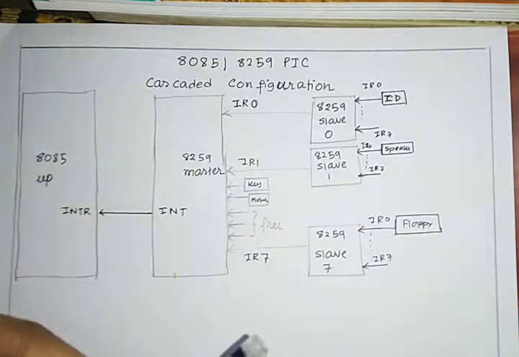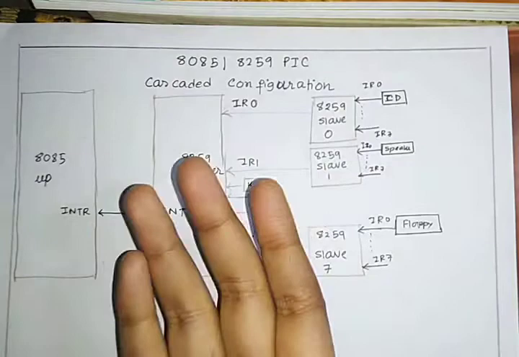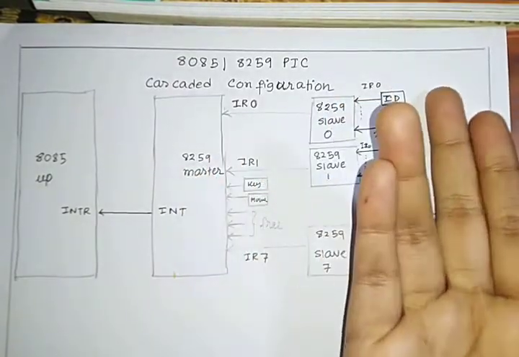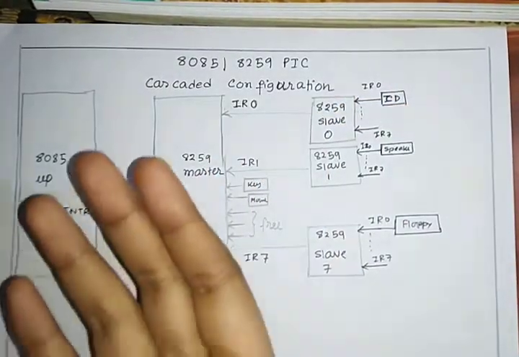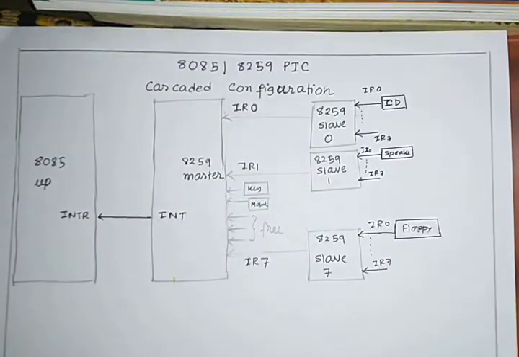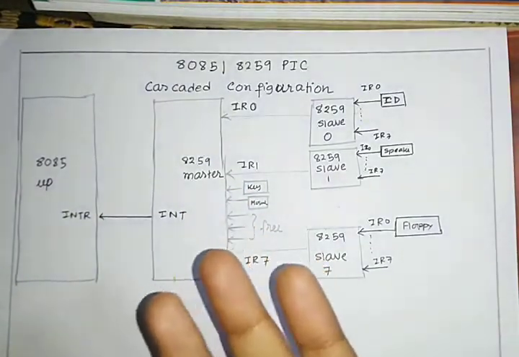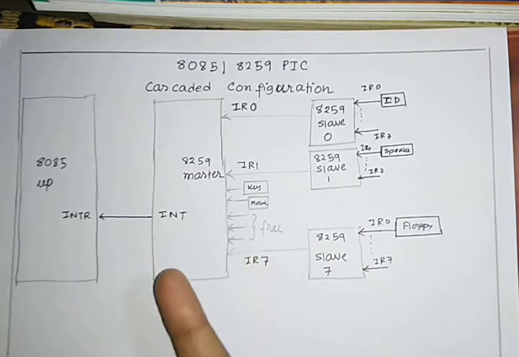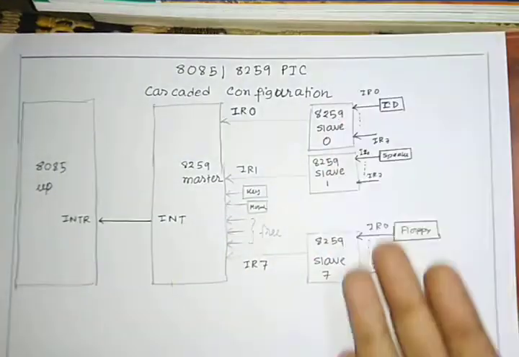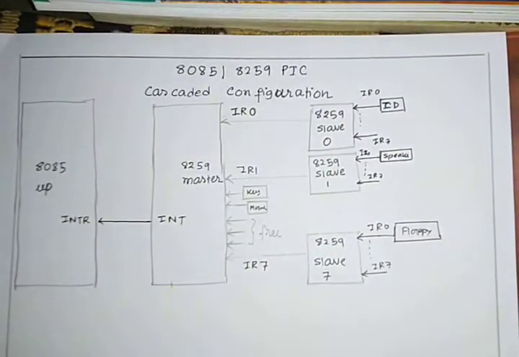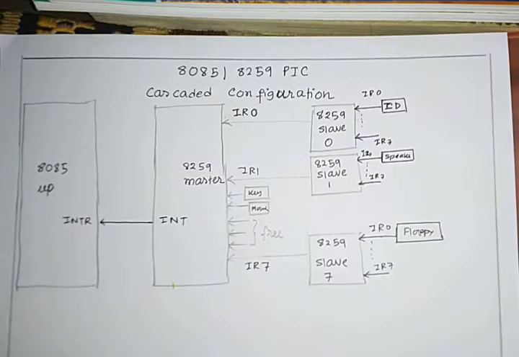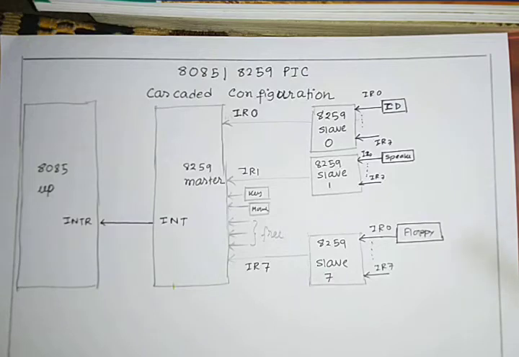Now you can connect numerous chips, from a master to a slave, then from a slave to another slave, but in 8259 the maximum you can connect is this master and this slave. After this level no one gets connected. You know the reason why. I've already discussed this in my previous video. So this is a cascaded system. In today's lecture we will see how a cascaded system actually works.